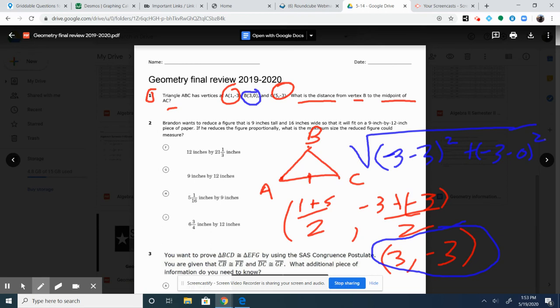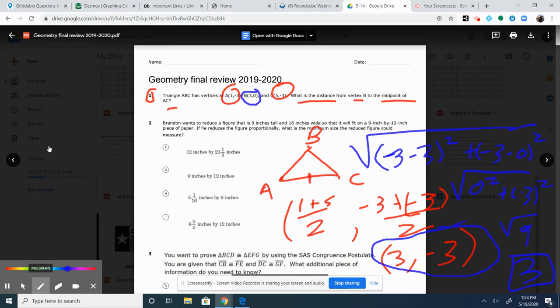So now 3 minus 3 would be 0. And negative 3 minus 0 would just be negative 3 squared. So now 0 squared is just 0, so that goes away. And negative 3 squared would be 9. So now we take the square root of 9, and the answer would be 3. So our distance from B to the midpoint is 3.